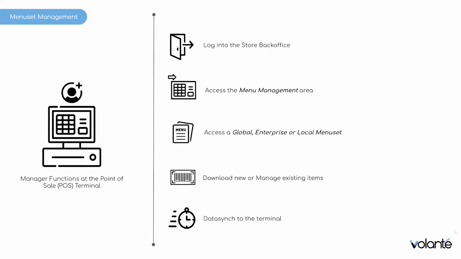Within our menu sets, we'll be logging into the store back office. From there, we'll be accessing our menu management area and accessing either a global, enterprise, or local menu set that's been placed into my store. From here, we'll be downloading some new items or managing our existing items, and then choosing to do a data sync to send the information to our terminals. Let's take a look at our back office now.